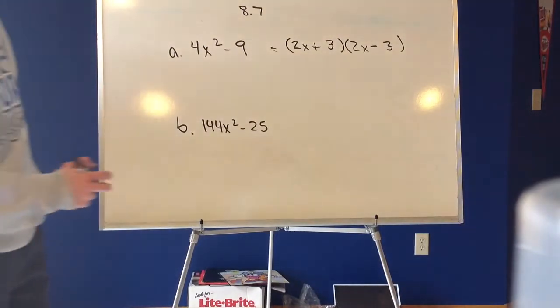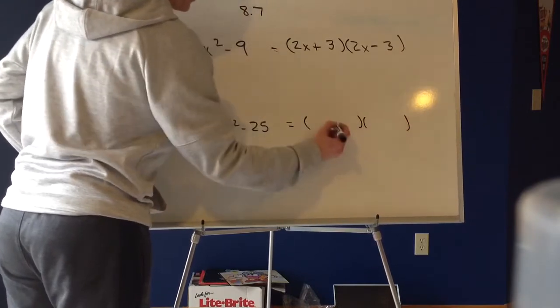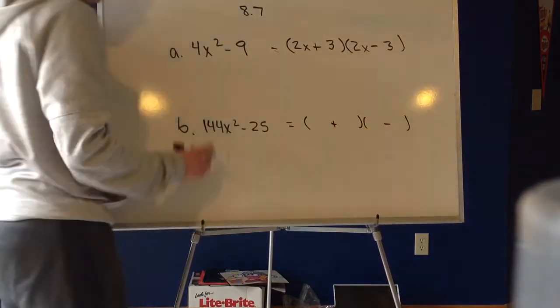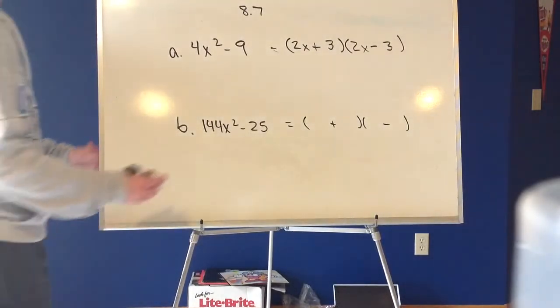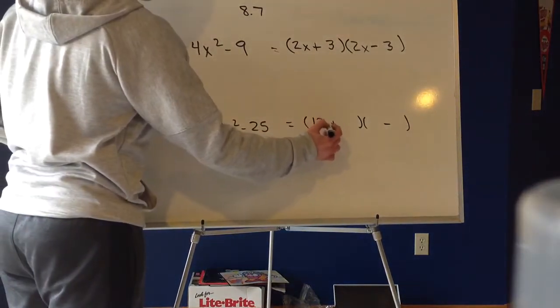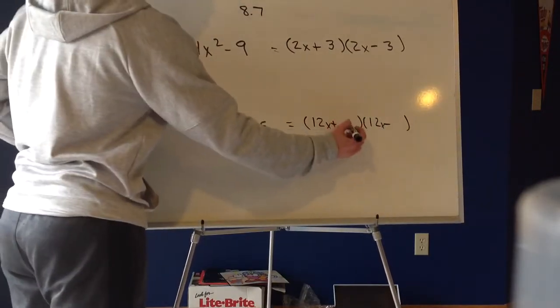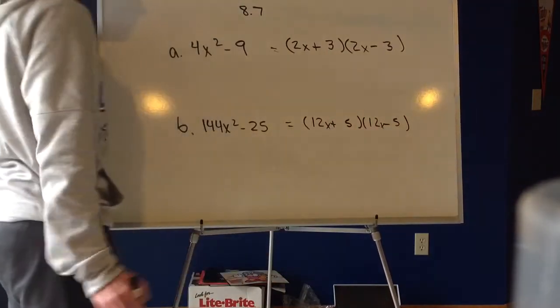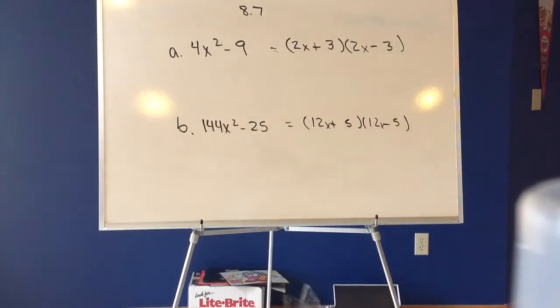Okay, for b, same idea. You have a subtraction sign and you have perfect squares. Okay, so same idea. Take the square root of 4x squared. Take the square root of 25. Okay, the middle ones will give you a positive 60 and negative 60, so they will again cancel each other out.